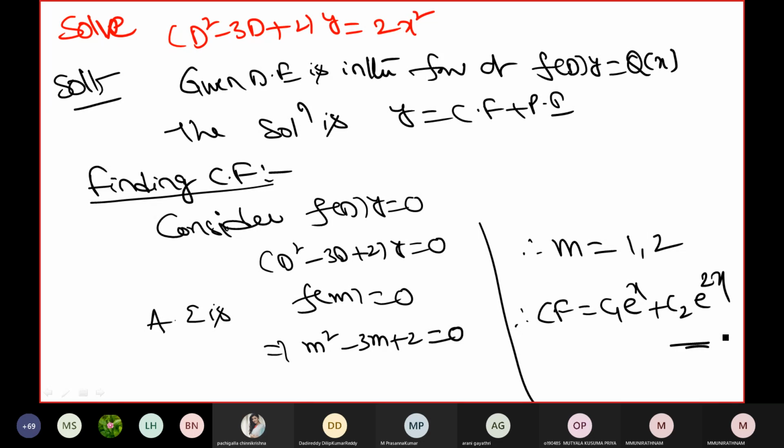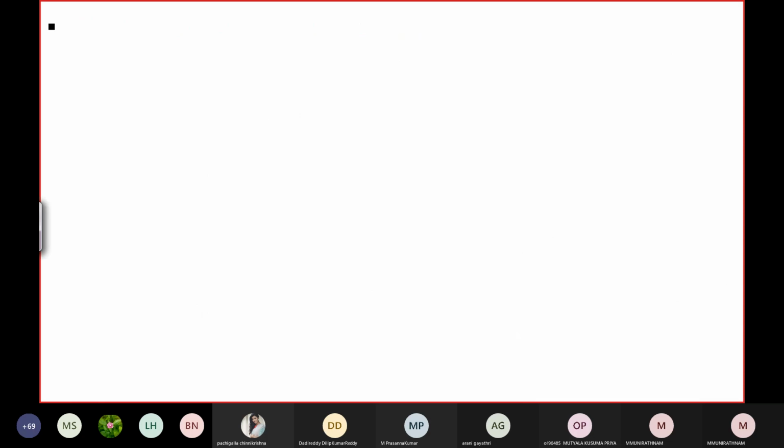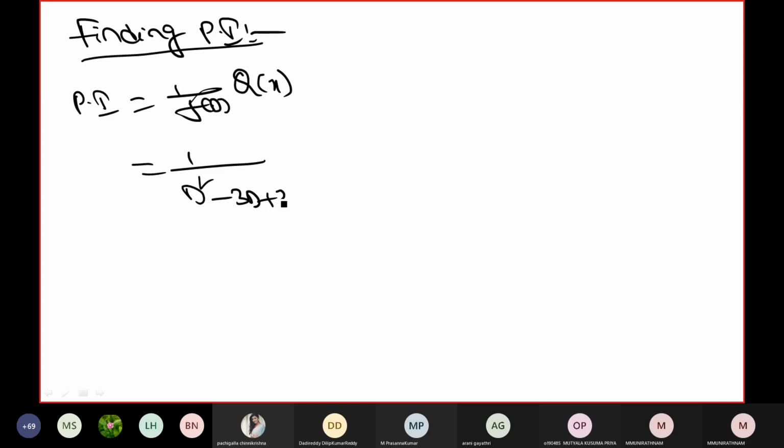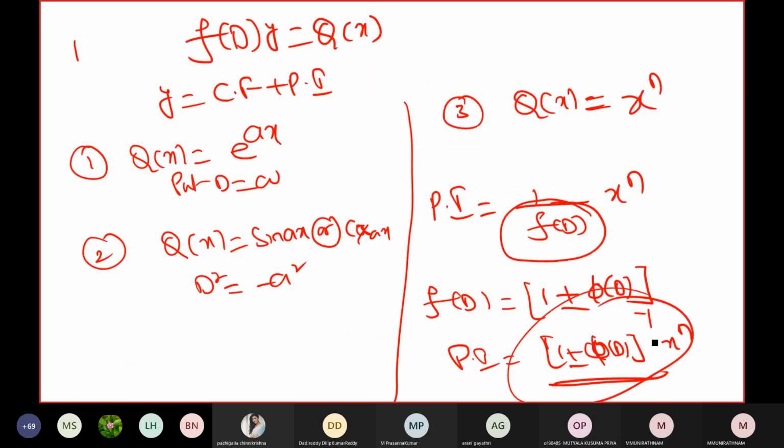Now we'll go for PI. Finding PI. PI equals 1 by f of d into q of x. So what is f of d? D square minus 3d plus 2, and q of x is 2x square. Is it correct? Now write it again and check, please. So we should express this f of d as 1 plus pi of d whole inverse, like this.